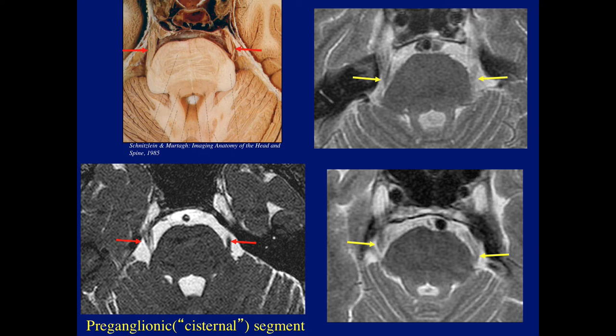Okay, the cisternal portion. The correct term is actually the preganglionic segment, between the takeoff from the lateral aspect of the pons all the way into Meckel's cave. Cisternal portion is another term, but the issue is that Meckel's cave is also a cistern in a way, which I'll talk about next week. So some people prefer the correct term of preganglionic segment, but we all use the cisternal segment, which is appropriate.